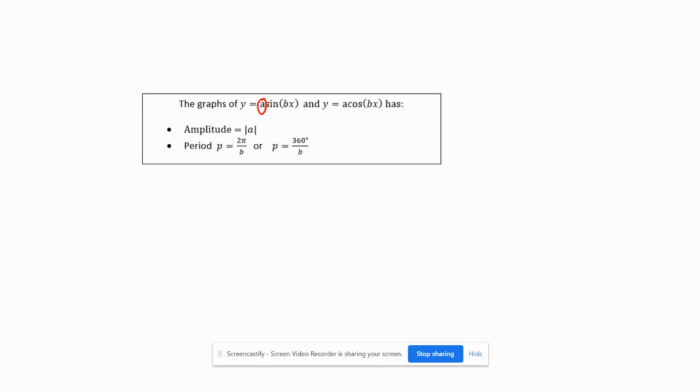Now, what this b value does is a horizontal stretch by 1 over b. So if my period was 2 pi and I have a b value of 2, that means I'm stretching it by a factor of 1/2. 2 pi divided by 2 would be pi. So that's going to be the new period over there. We'll show you some more examples of this in a second here.